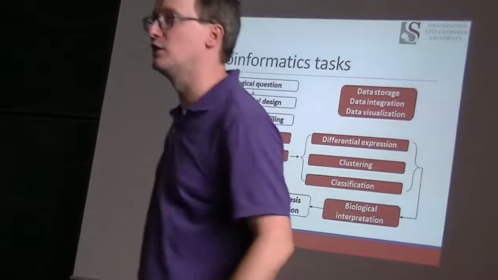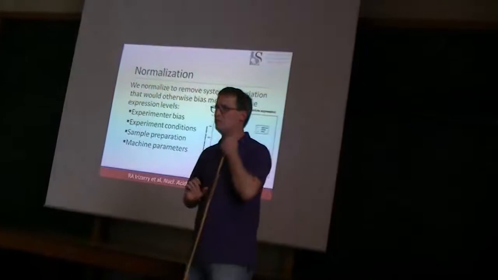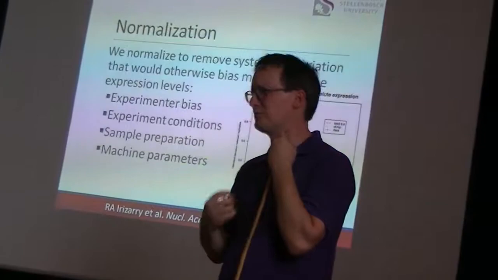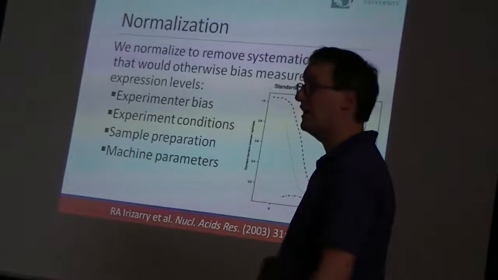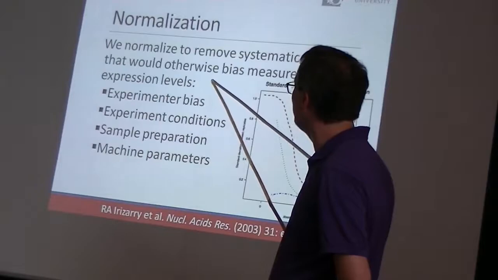So we're going to start with a little discussion of normalization and quality control. I hope you don't mind. Quality control is a real pet project with me. So normalization. Why do we have to normalize our data? We normalize to remove systematic variation that would otherwise bias our measured gene expression levels.